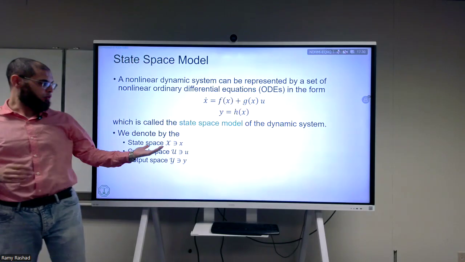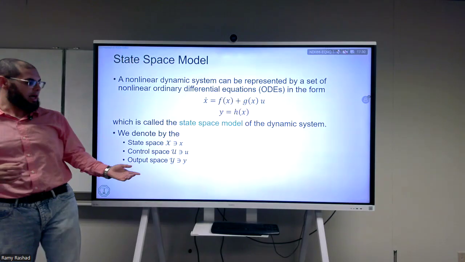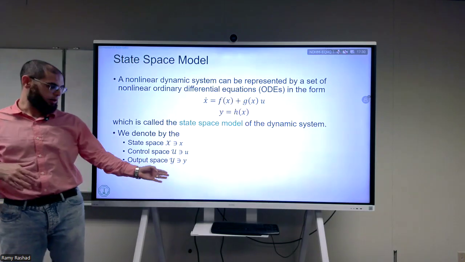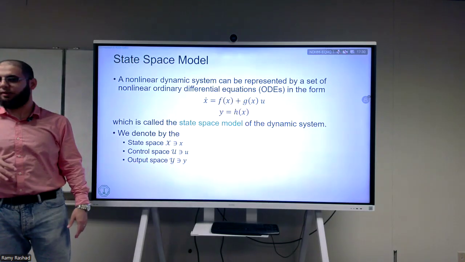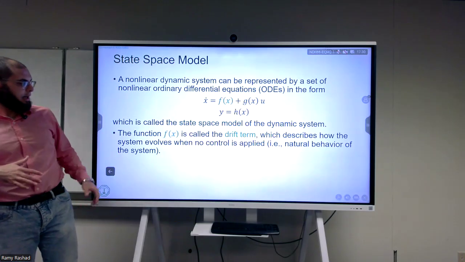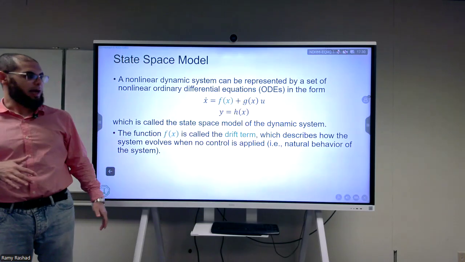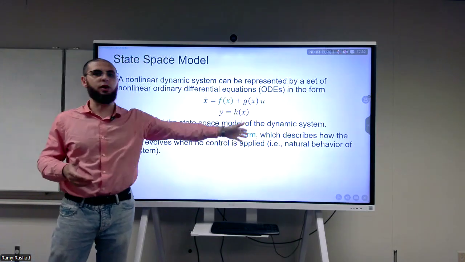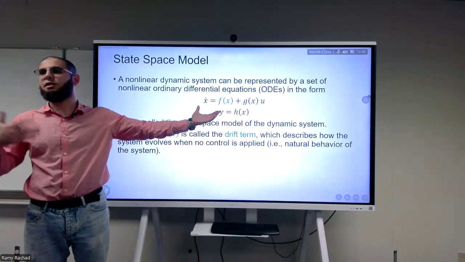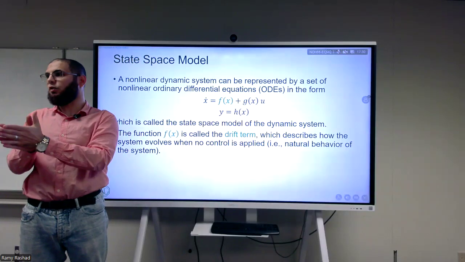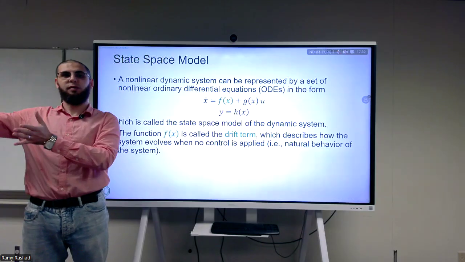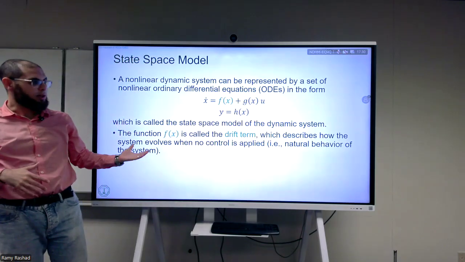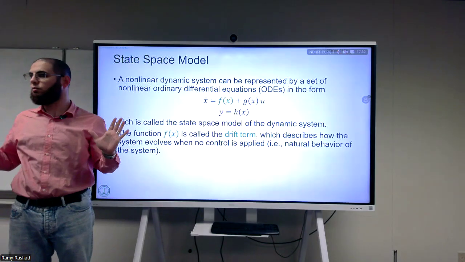You have the state x, which lives in a state space, capital X. You have the control input u, which lives in a control space, capital U. You have the output y, which lives in an output space, capital Y. So the f of x itself is usually called a drift term, and it characterizes how the system evolves when you don't apply any inputs. So if I just put u equal to 0, what am I left with? x dot is equal to f of x, so I have an ordinary differential equation of x by itself. You just start from x being some initial condition, and you'll find it just follows some sort of trajectory. So this is the natural behavior of the system without any control.